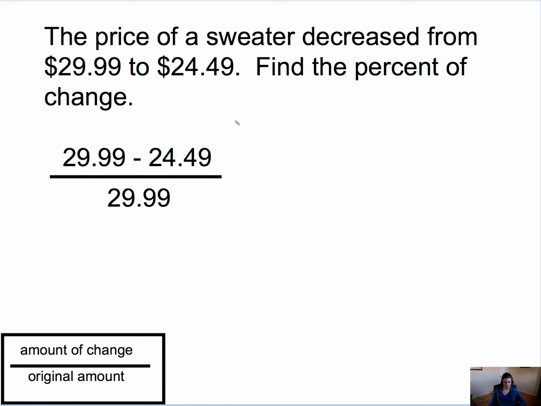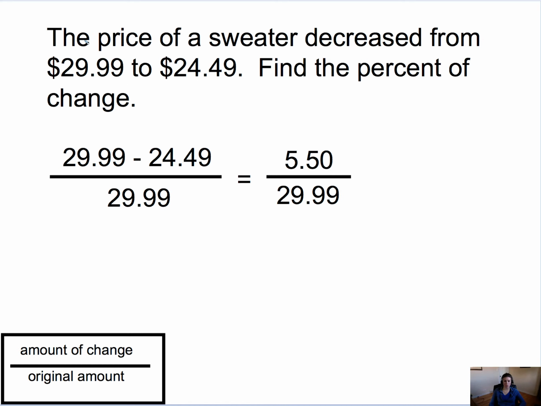So $29.99 minus $24.49 is the amount of change, and then the original amount is $29.99 because that's the price that the sweater started at. So then we subtract the numerator, so $29.99 minus $24.49 would be $5.50, and our original amount is still $29.99. And now we just have to use a calculator and divide $5.50 divided by $29.99. And you get about 0.18.